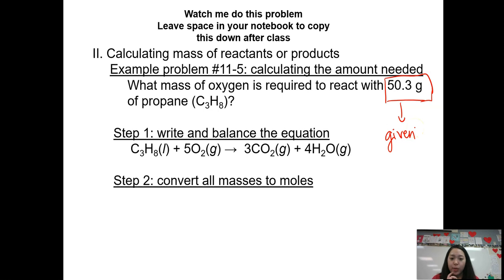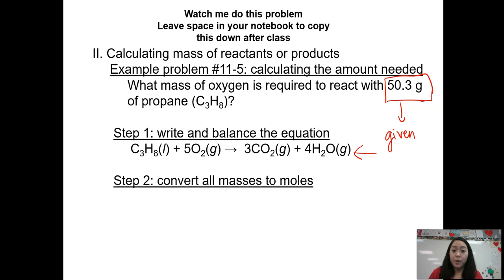Now, why did I say step two is to convert all masses to moles? It is because it's a really good rule of thumb to remember that when you do any kind of calculations and you see mass or volume, it's a very good idea to convert everything to moles. Because when you have moles, you can use our good old friend, the chemical equation, since it tells you the ratio between the moles of these chemicals. If you have mass, you can't really use this equation to do your calculations. So that's why step number two is convert all masses to moles.